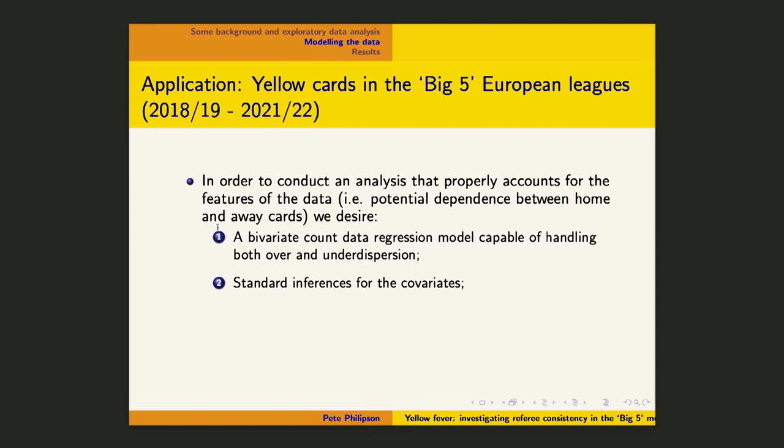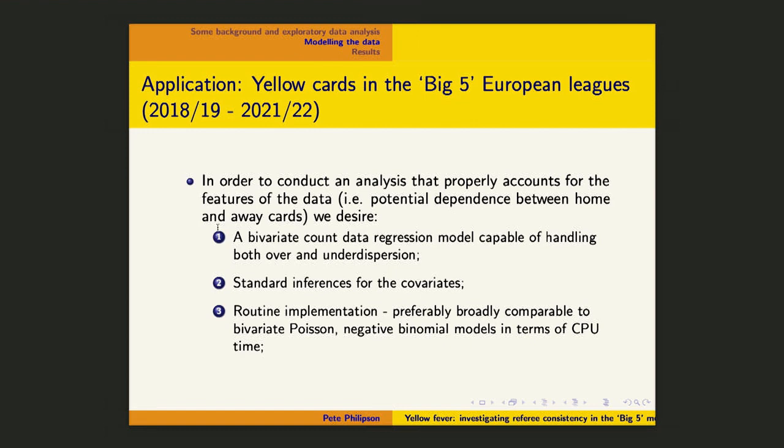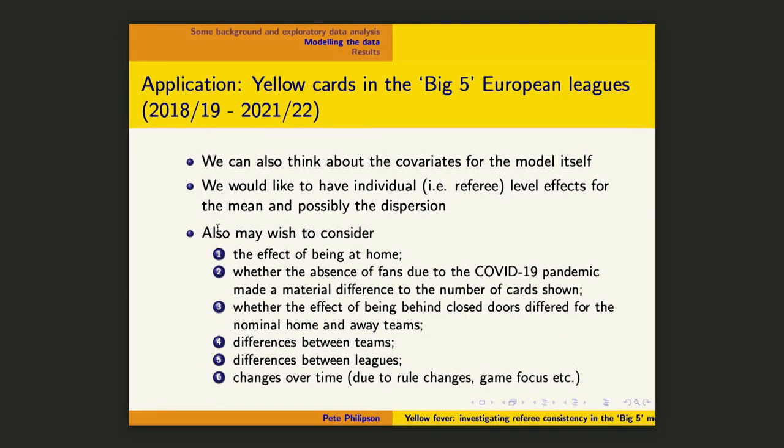And I want standard inferences for the covariates. So I want to say the normal things like we can in a Poisson-type model or a negative binomial, because that's what people are used to. And I'd also like it to be routinely implemented. So it's all very well coming up with a fancy model, but I need to be able to do it in practice in relatively short order.